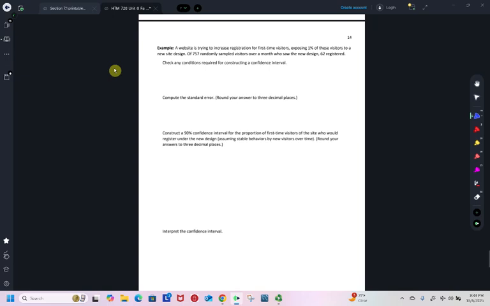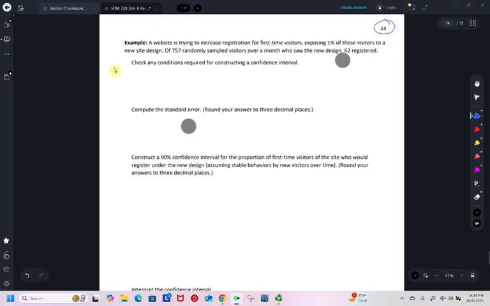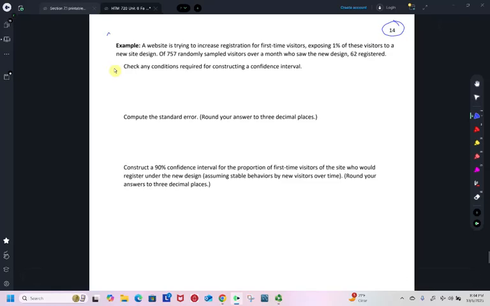In this video, we begin on page 14 where we consider another example on how to compute a confidence interval for the population proportion. In this example, we're told that a website is trying to increase registration for first-time visitors, and so it decides to expose 1% of these visitors to a new site design. Out of the 757 randomly sampled visitors over a month who saw the new design, 62 registered.